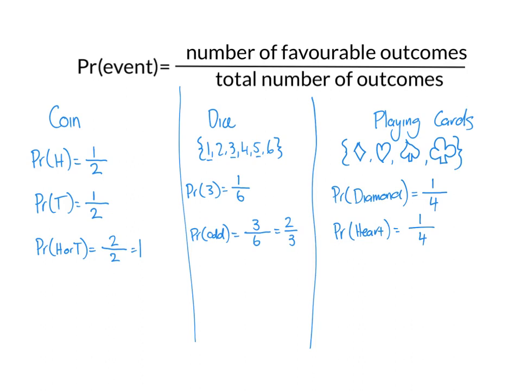Now, what happens if we think about something different? Maybe the colour of these cards. So a diamond is red, a heart is also red. Clubs and spades are both black. Let's have a look at something like this. So what's the probability that I would get a red playing card? Well, there are 4 possible outcomes, and 2 of them are red. So it's 2 out of 4, and I can simplify that one to 1 out of 2.